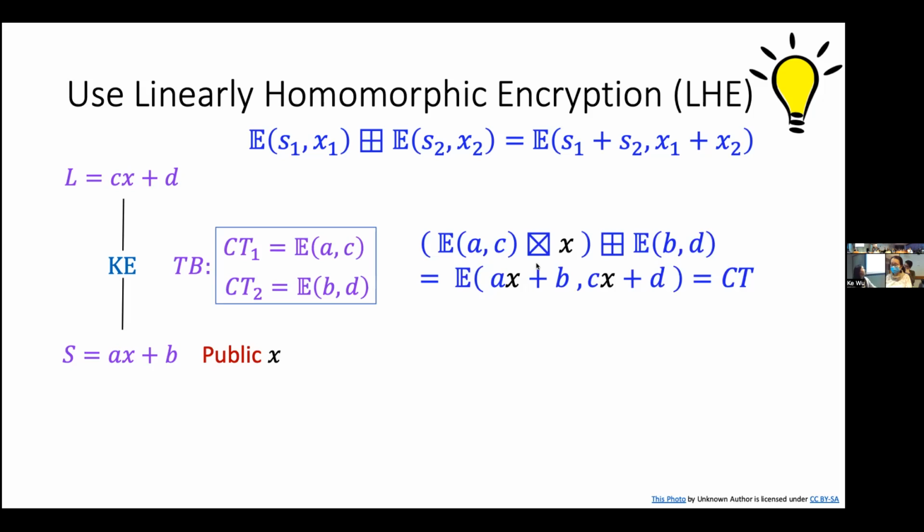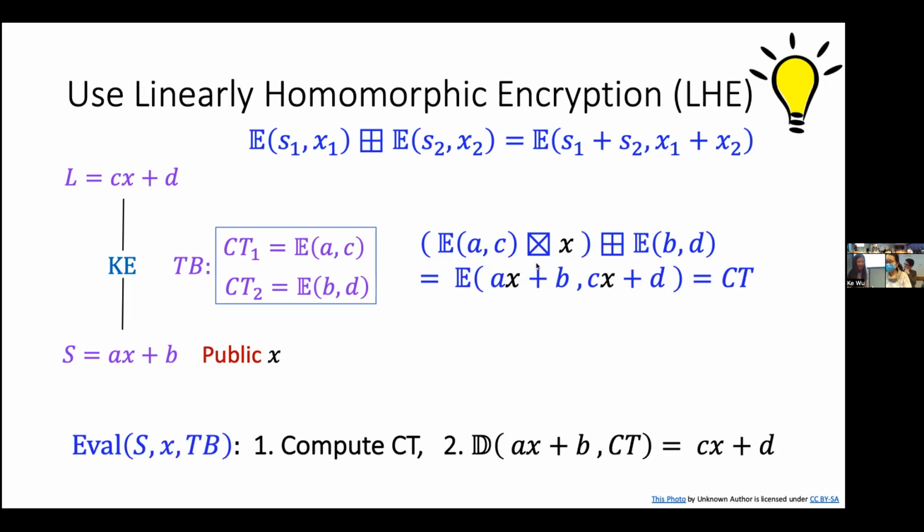we observe that we can do this linear evaluation, which is basically multiply by X and then add. What it corresponds to is a ciphertext encrypted using key AX plus B and encrypting the message CX plus D. And this key AX plus B is actually exactly the short label that we have. So let's just do this homomorphic evaluation to get a ciphertext. Given the short label, I will be able to decrypt it to exactly get the long output label. Extremely simple.